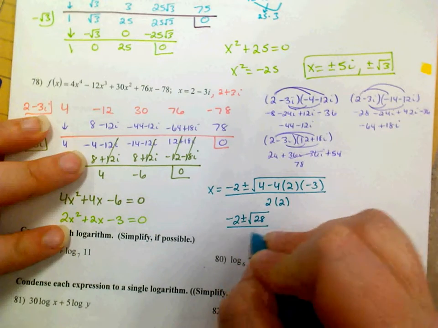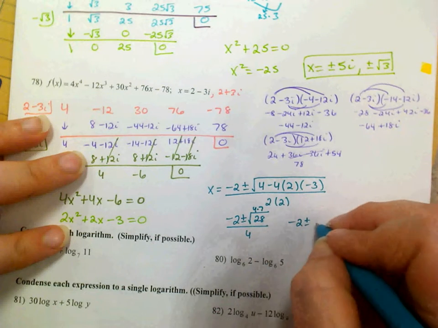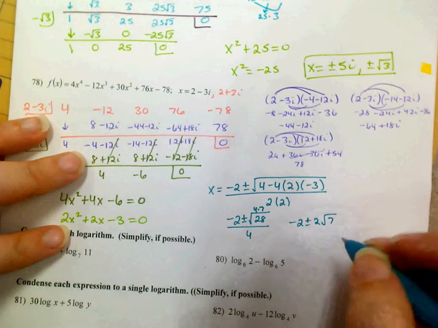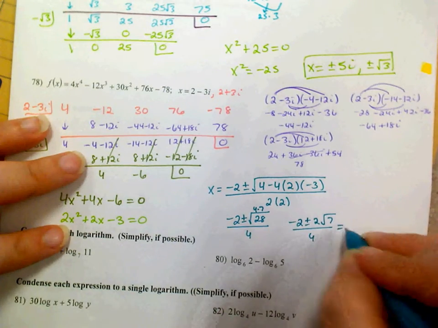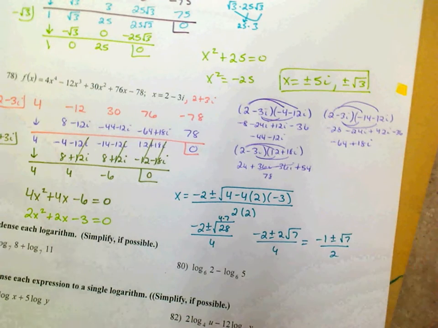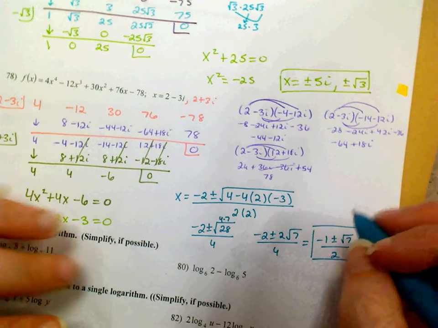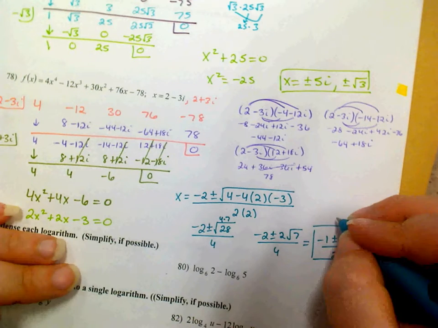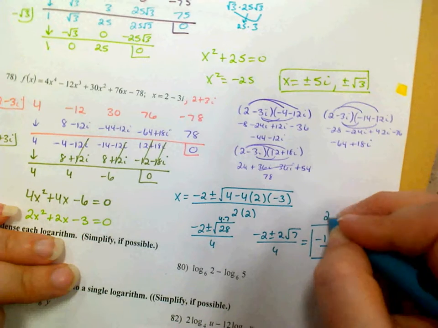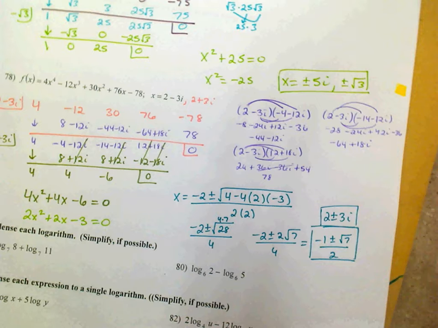28 is 4 times 7, so I've got negative 2 plus and minus 2 root 7 over 4, which is negative 1 plus and minus the square root of 7 all over 2. And that combined with 2 plus and minus 3i are all my roots. Okay. Now I've got to condense logarithms. Okay, so let's switch gears.